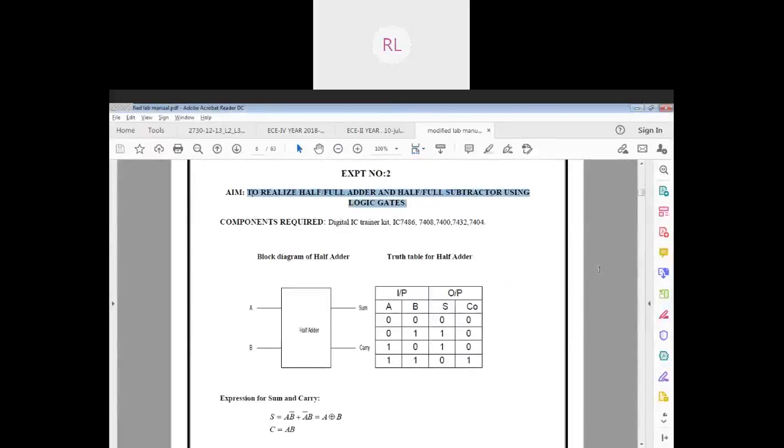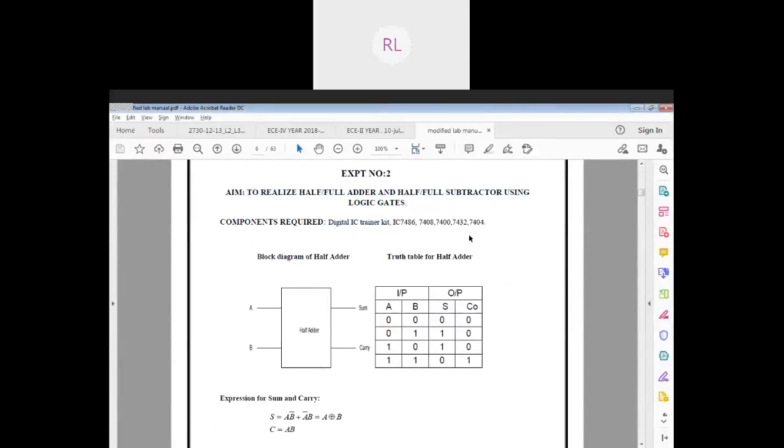So the experiment is, all of you note down, the experiment is to realize half and full adder, then half and full subtractor using logic gates. So that's the name of your experiment. All of you make note of it.